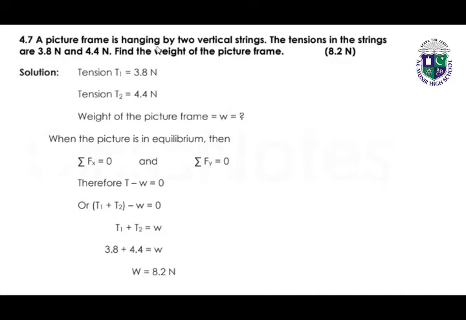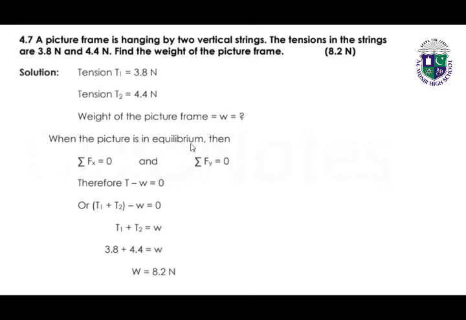4.7. A picture frame is hanging by two vertical strings. The tensions in the strings are T1 is 3.8 Newton, T2 is 4.4 Newton. Find the weight of the picture frame. Weight of the picture frame, W is equal to, we have to find it.